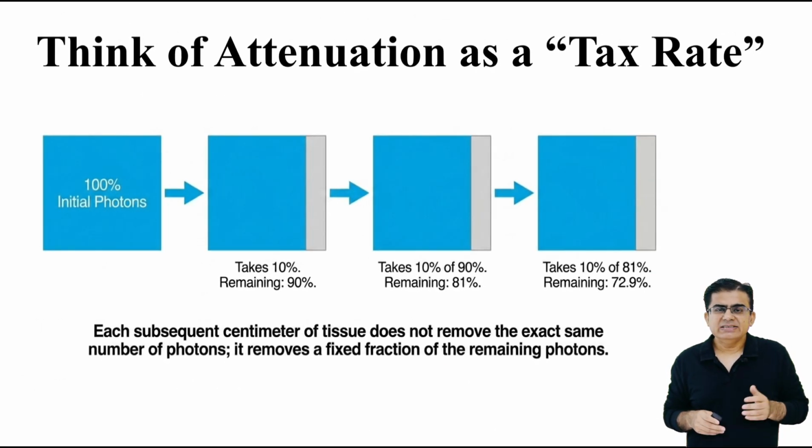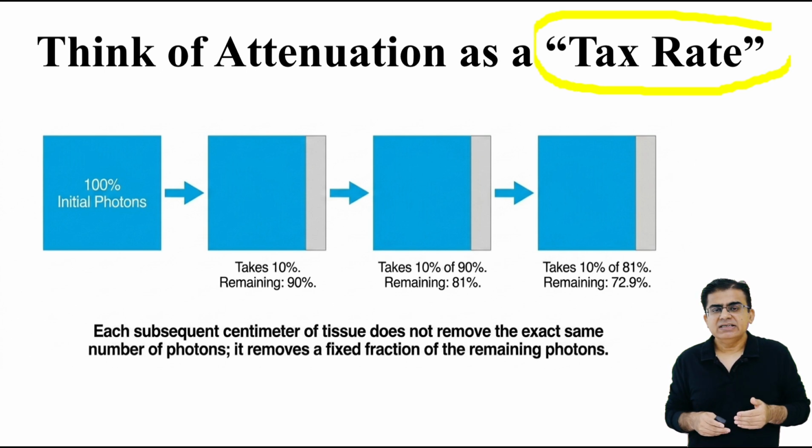I am going to use a very simple analogy now to explain the exponential removal. I want you to think of beam attenuation exactly like a strict tax rate.